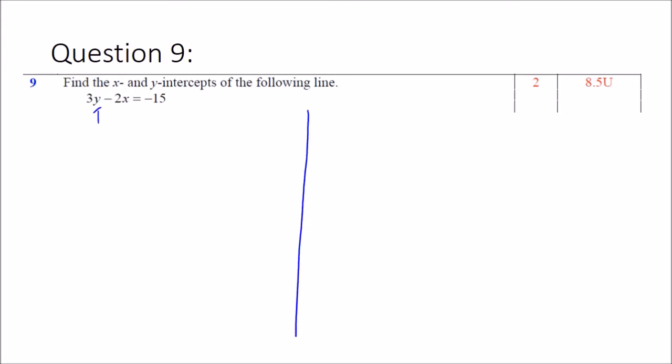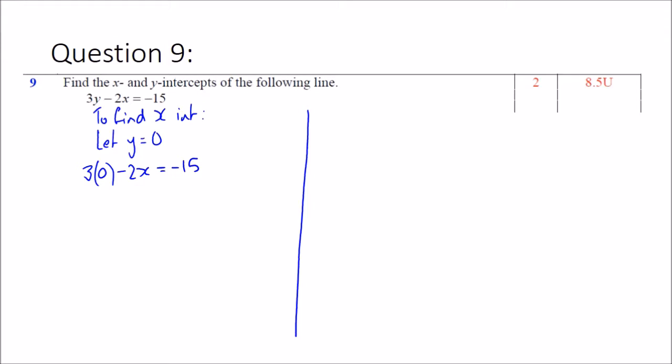Now I'll start off with the x-intercept. All I need to do is let y equals 0, because you've got to remember that the x-intercept happens on the x-axis, and that's where y equals 0. So all I do is I replace my y with the value 0. Now you can see that all that's left is one value that we don't know, which is the value of x. So I can now solve to find x.